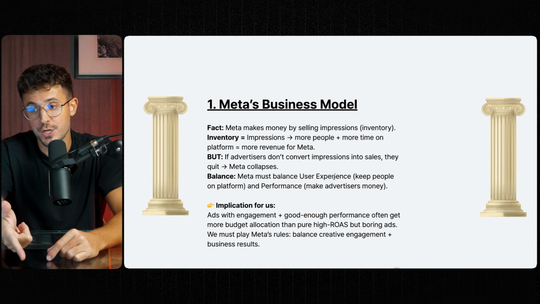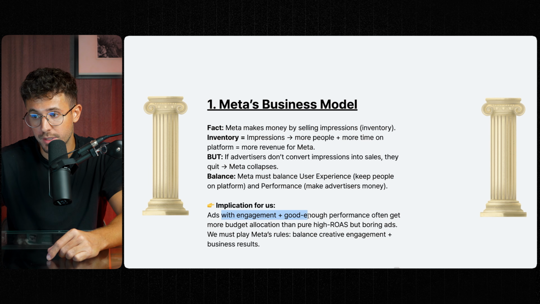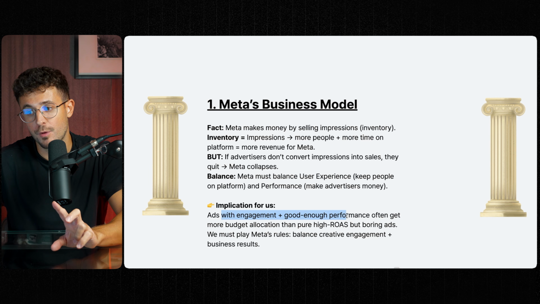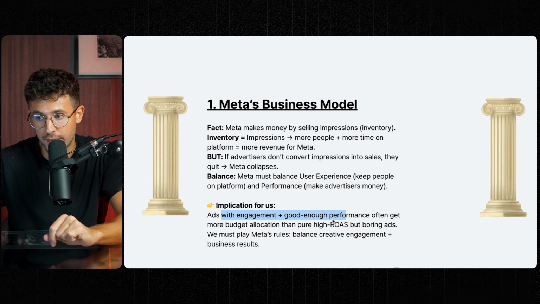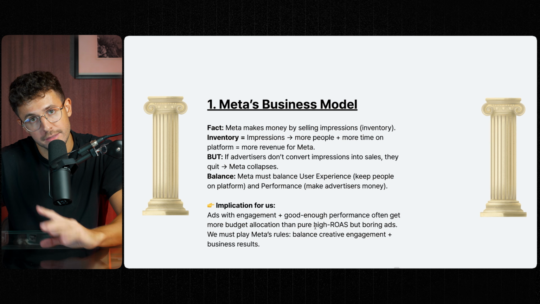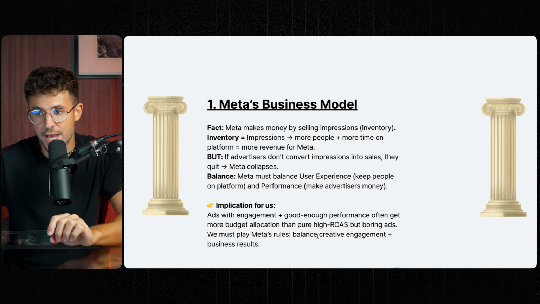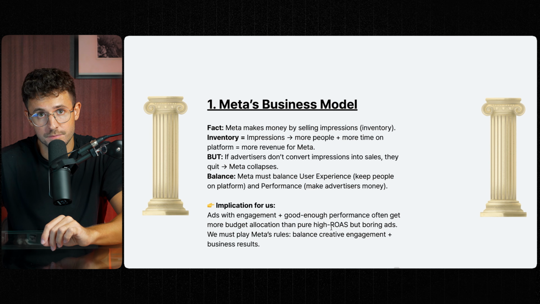So what is the implication for us? The implication for us is that ads with high engagement plus good enough performance often get more budget allocated compared to pure high return on ad spend ads that get a little bit less engagement. So we must play by Meta's rules, and we need to balance this creative engagement with business results. Okay?